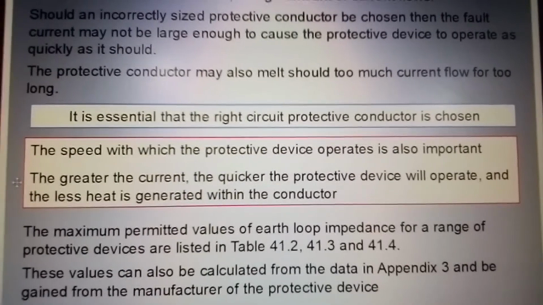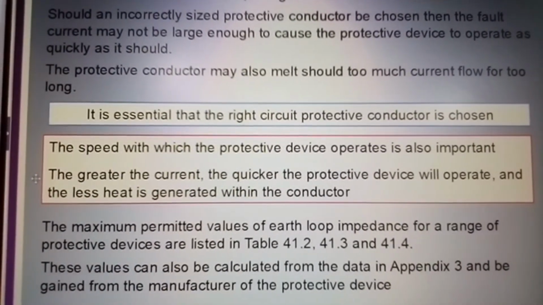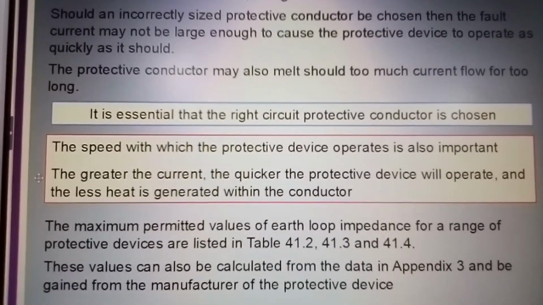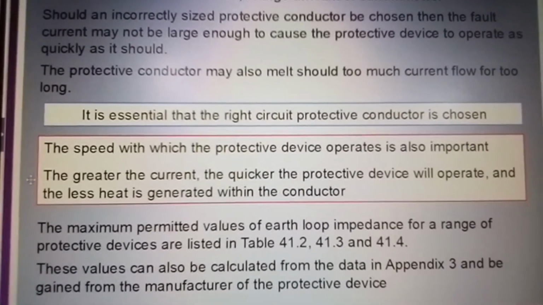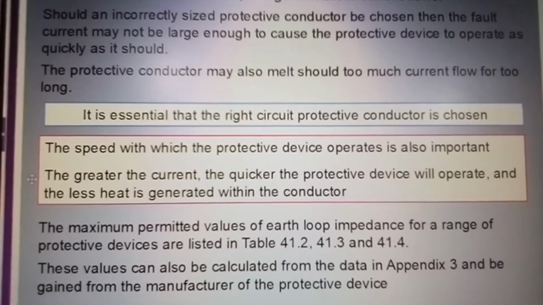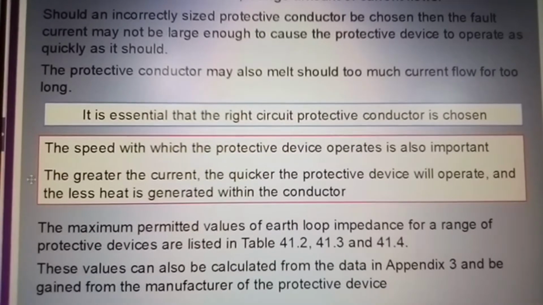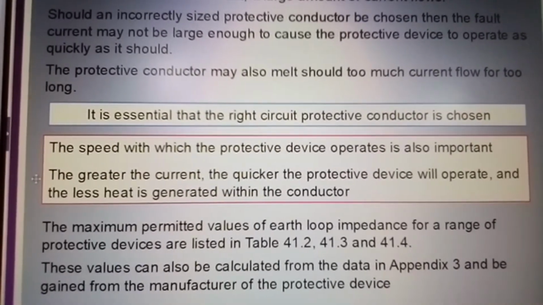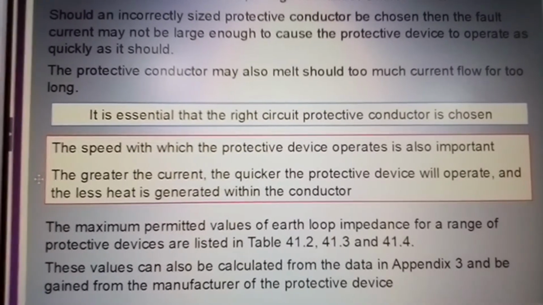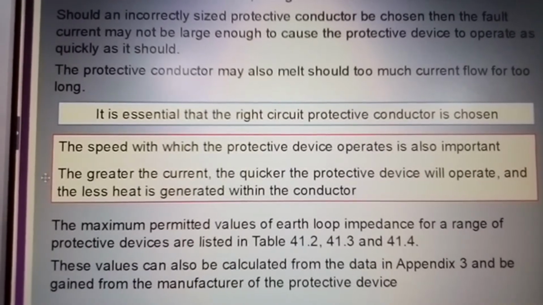The maximum permitted values of earth loop impedance for a range of protective devices are listed in table 41.2, 41.3 and 41.4. Now again, check that these tables exist in the 18th edition of the IET regs, okay? And that they are the same. The last time I checked, yes, they were, but don't hold me to that. Things change, and you need to take into account those changes to make sure you are current with practice in your time.